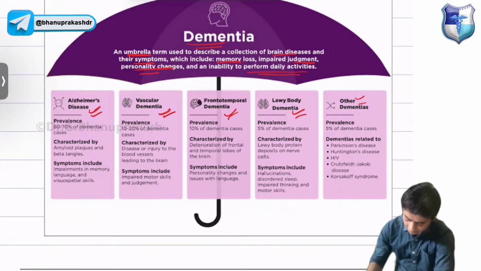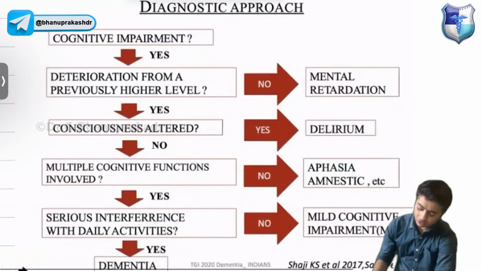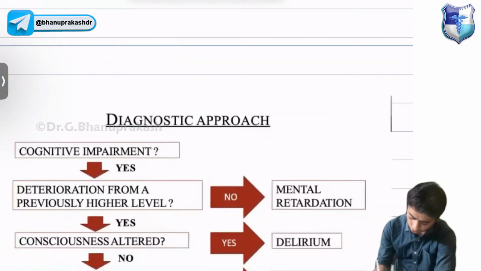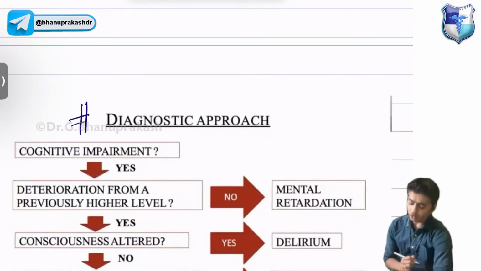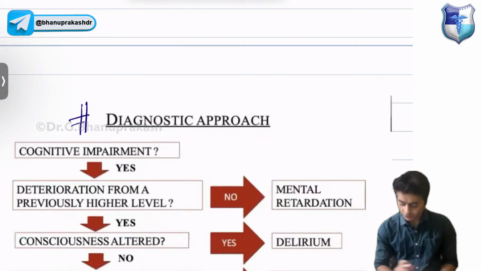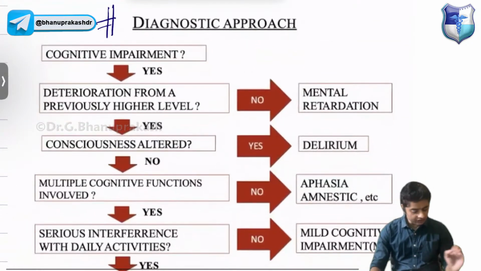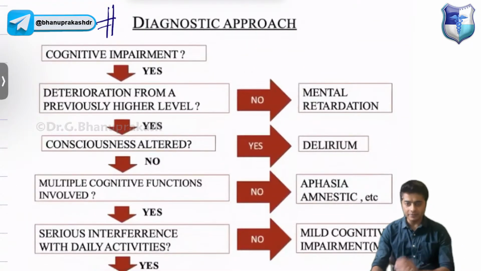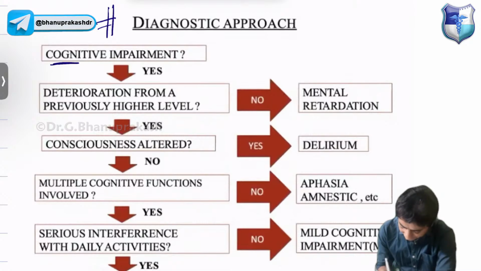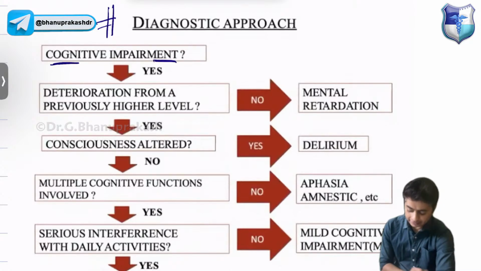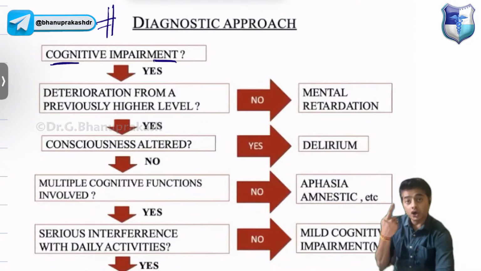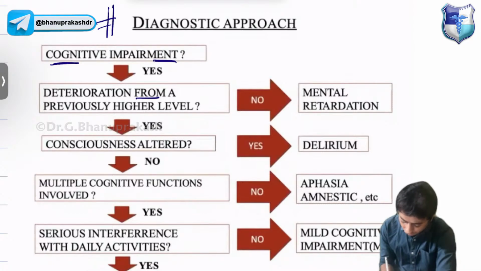Okay? Now before winding up this lecture, we will see the diagnostic approach, how to approach a patient of dementia. So first, if a patient is coming to you on an OPD basis, first you will check whether cognitive impairment is present or not. Then you will compare that cognitive impairment with the deterioration from a previously higher level.